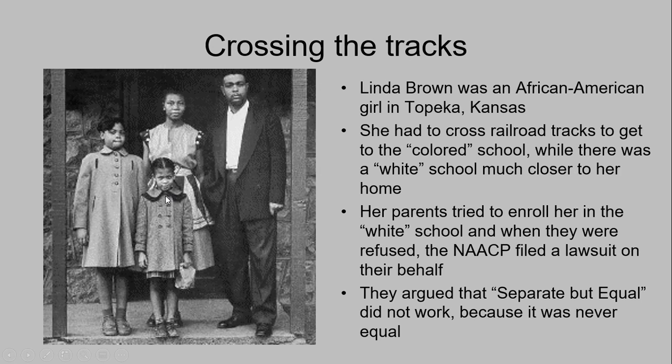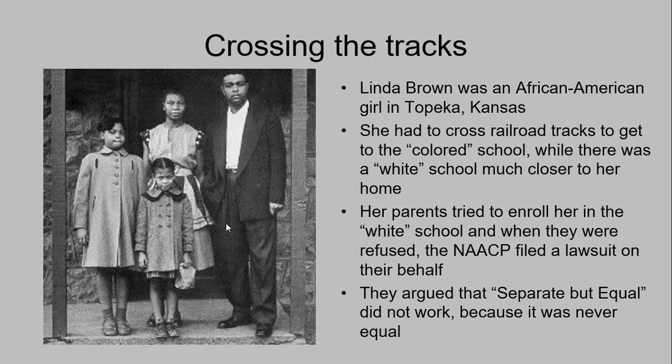This is little Linda Brown. She and a bunch of other plaintiffs sued for the exact same reasons. The segregation in schools was unfair and wrong and really unequal. And so Linda Brown lived in Topeka, Kansas, and she had to cross railroad tracks to get to her colored school when there was a white school that was much closer to her home. And her parents were like, this isn't fair. I'm a taxpayer. I'm paying for both these schools. Why can't I send my daughter to the white school that's right across the street?